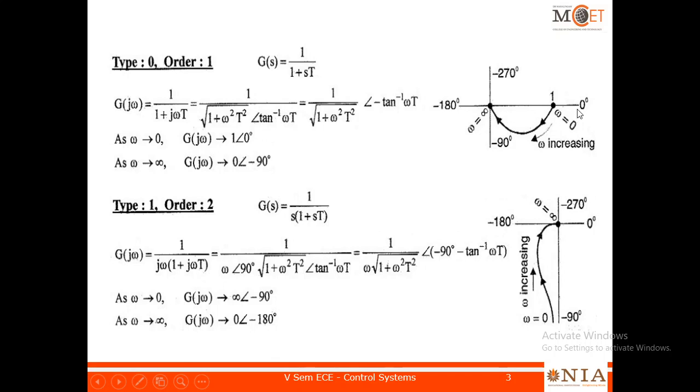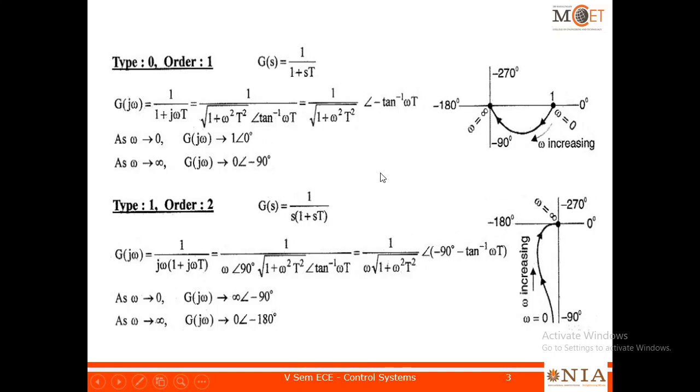For polar plots, you know that the lines are like this: if this is 0 degree, then in the clockwise direction it is negative, minus 90 degrees, minus 180 degrees and minus 270 degrees. So for a type 0 and order 1 system, it starts in this quadrant and it ends in this same quadrant. So your approximate shape of the graph will be like this.